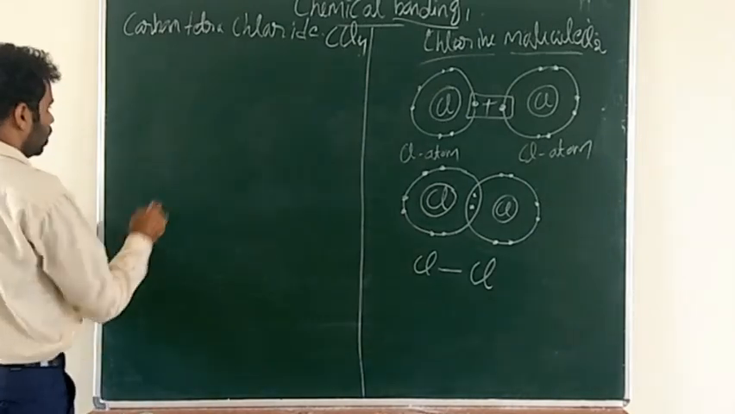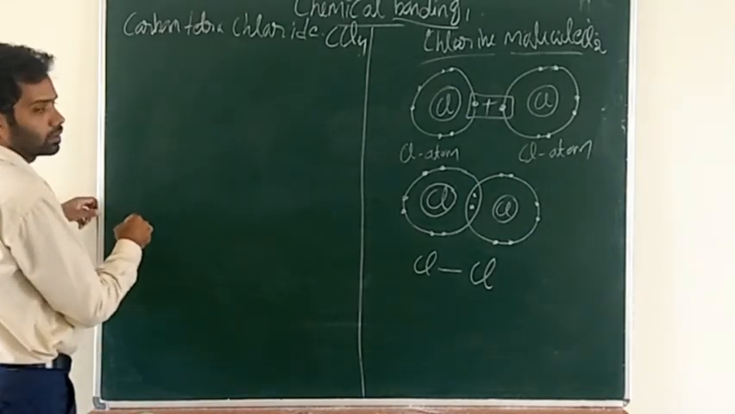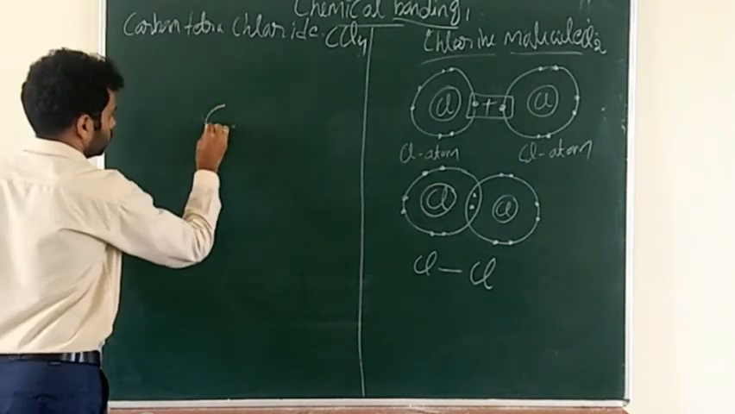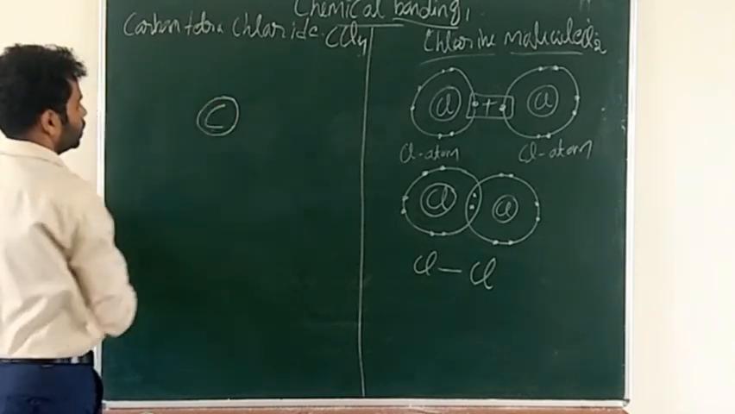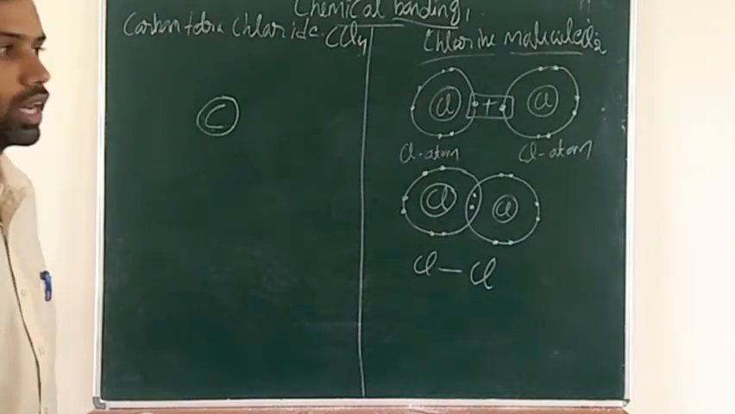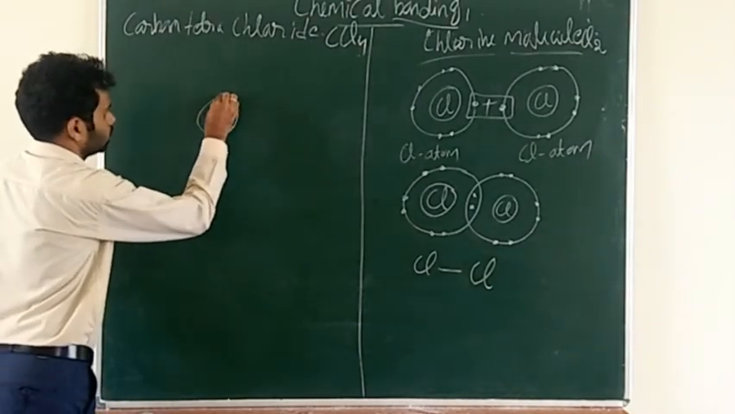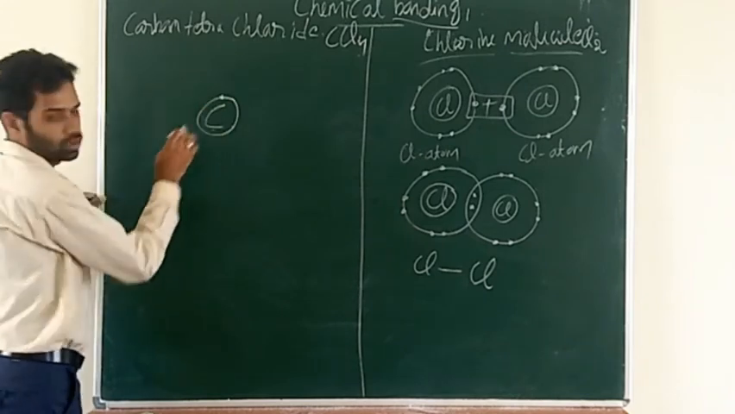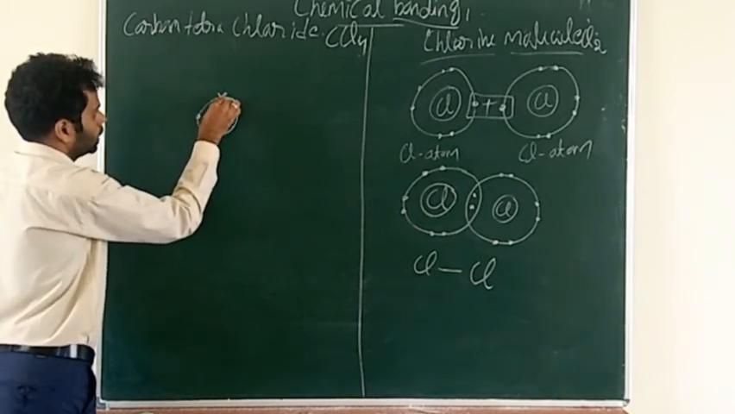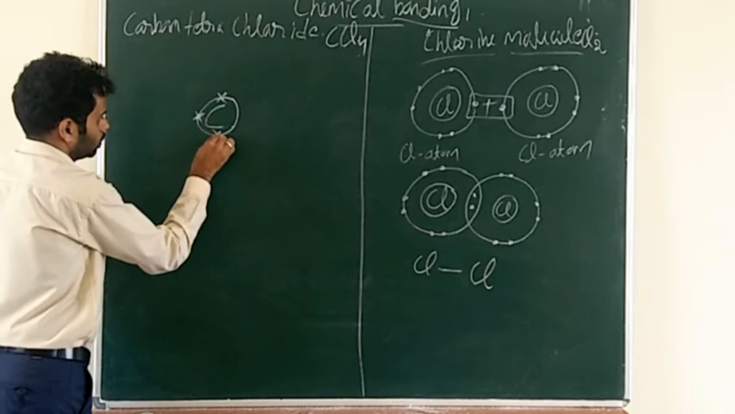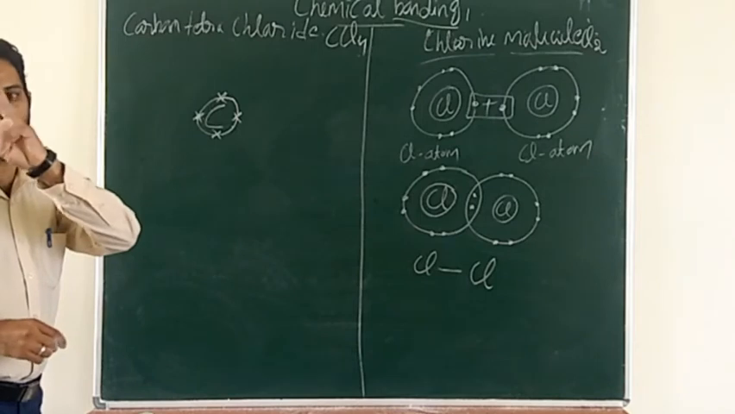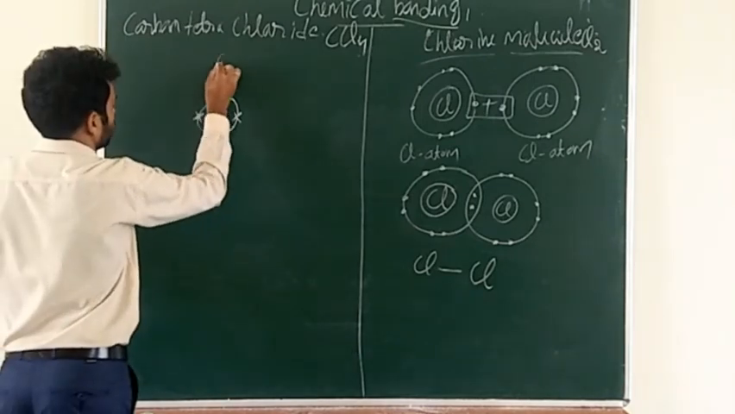Now write the structure. Write carbon in the middle, write smaller. This is the nucleus. How many electrons does it have in the outermost shell? 4. It has 4 electrons in the outermost shell. Here 1, so this side 1, or you can write a cross mark. Put a cross mark there. And next, chlorine you should write there. 4 chlorine atoms are there. So here 1 chlorine, you can write here.